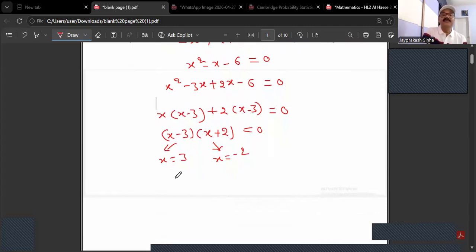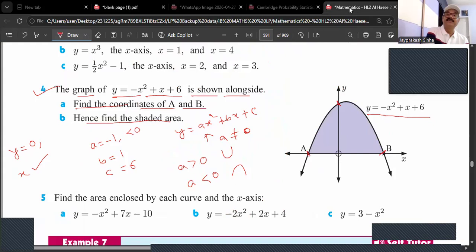So coordinate of A is equal to minus 2, 0, and coordinate of B is equal to what? 3, 0. Okay. So already we have found. So this A point is minus 2, 0, and this point is 3, 0. Now we have to find the area of this shaded portion. Okay. So we'll find this with the help of the definite integral.